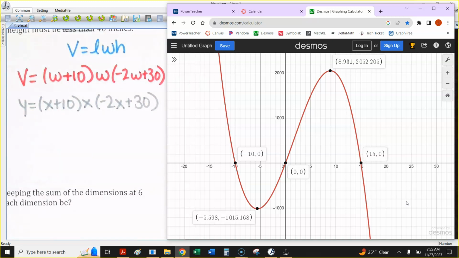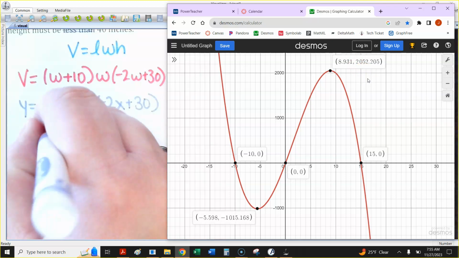Okay, so in this situation, x would represent the width, right? So we don't want to look at this point over here because that's negative. We don't want to have a negative width. So what you want there is your relative maximum. That's going to be this lovely point right here. Now, which coordinate do I want? X or Y? X. Okay, so X is going to be right here.